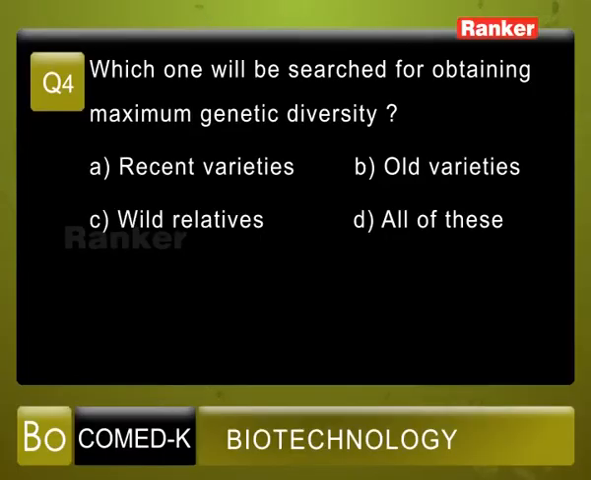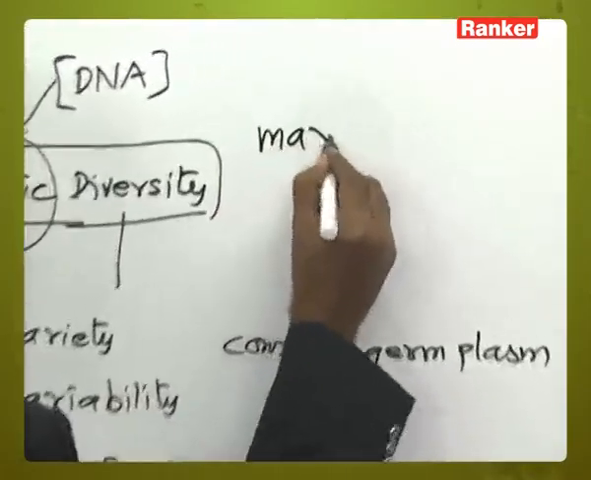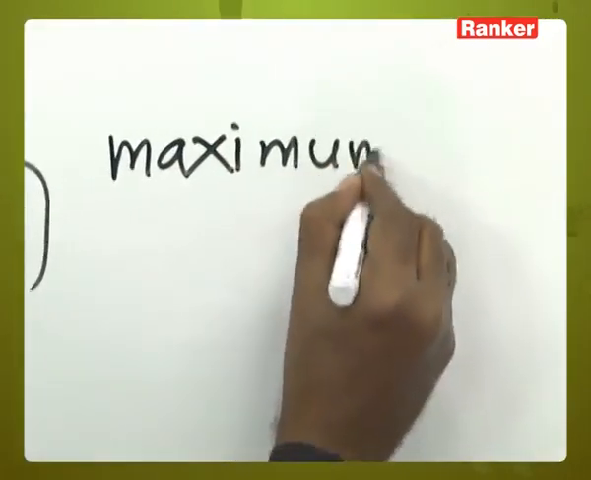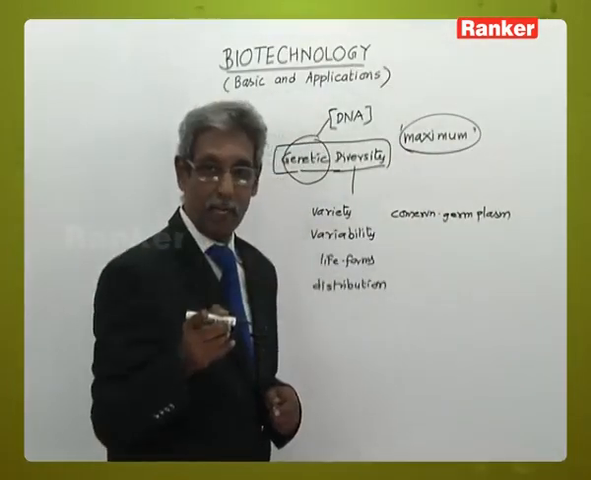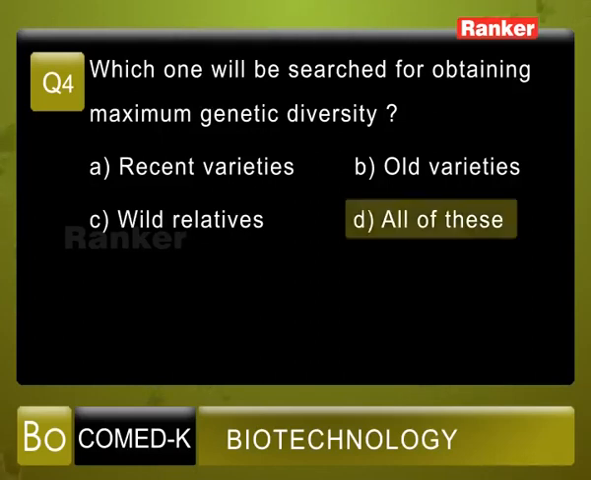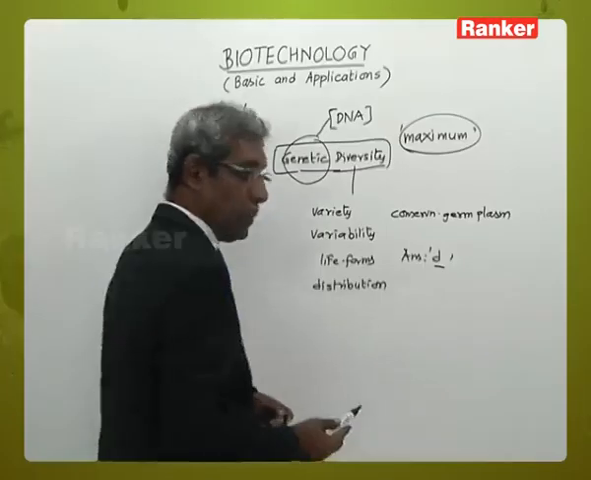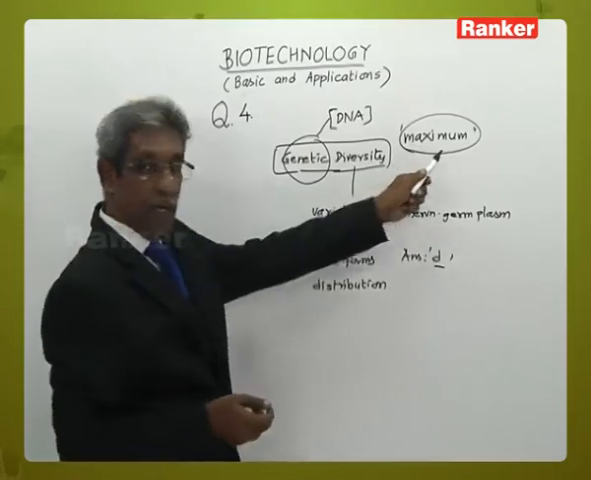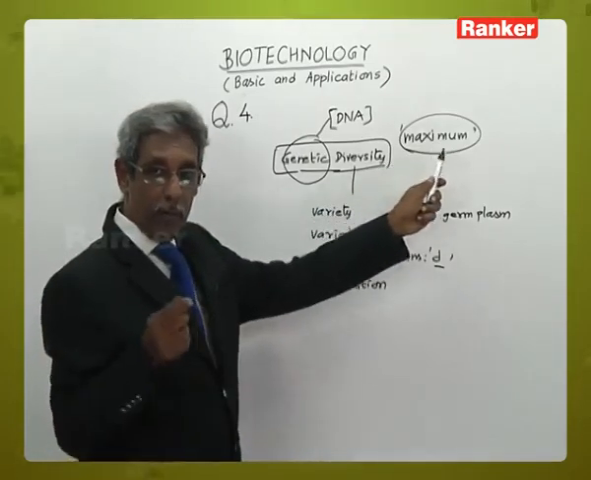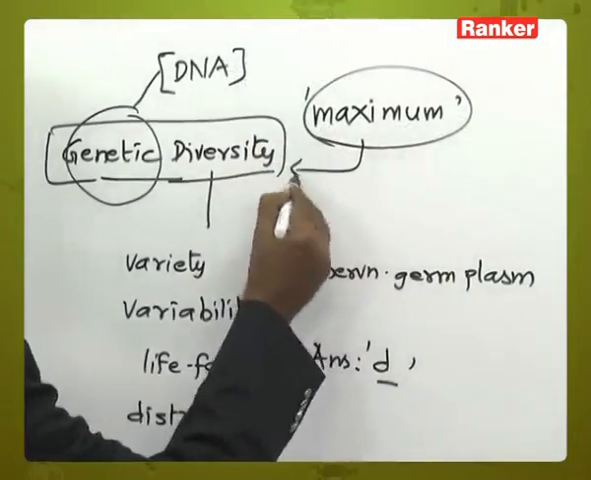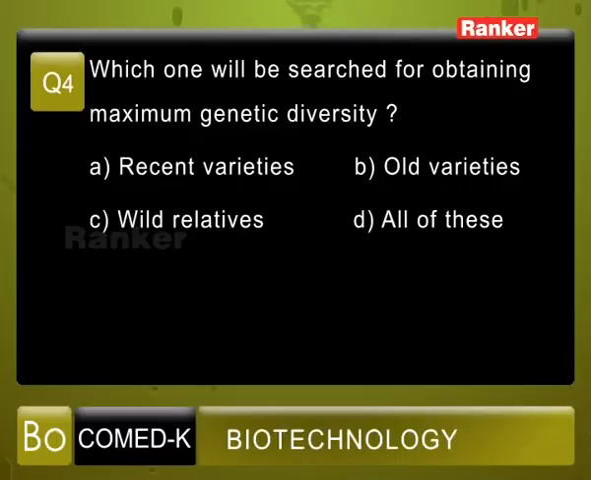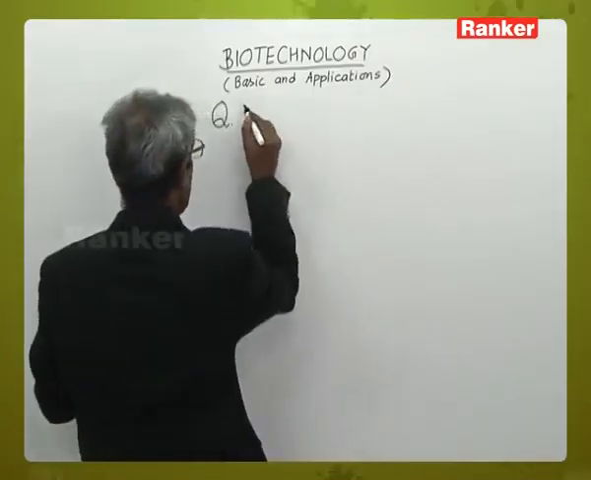You have got to note in the question which one will be searched for obtaining maximum biodiversity. For getting maximum, we require all the three put together. Hence, the correct answer is D. So, while checking these sorts of questions, you got to read them very carefully, because which one will be searched for obtaining maximum genetic diversity? We are asking about maximum genetic diversity, which includes all the following. Hence, the right answer is D. Next, we go to question number 5.